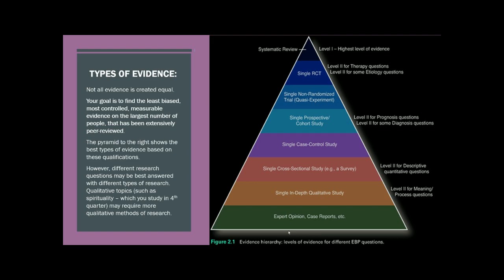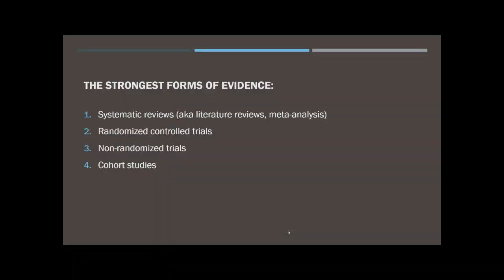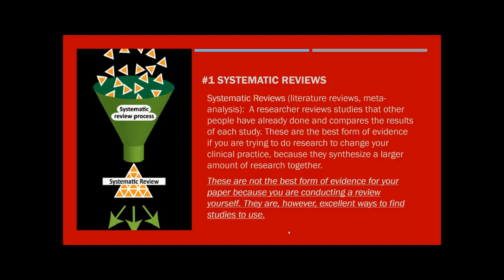Anything below that you want to be a little bit careful with, and I'll talk about each of these things in more detail. So yeah, the best forms of evidence are the systematic reviews, the randomized controlled trials, non-randomized, and then cohorts.